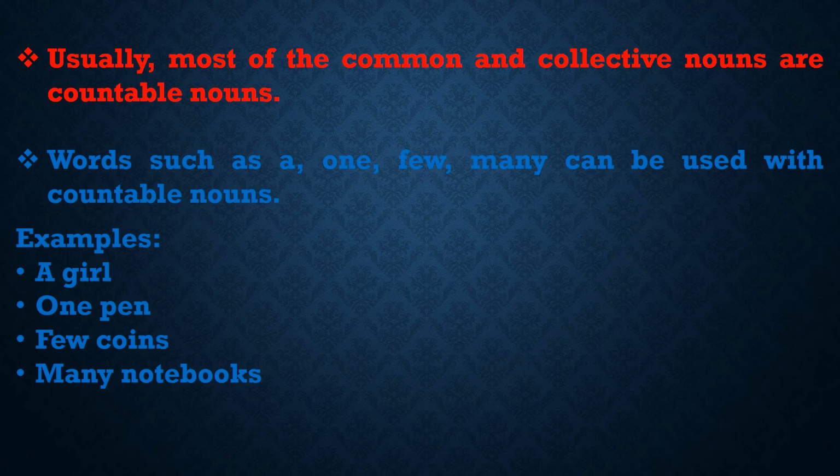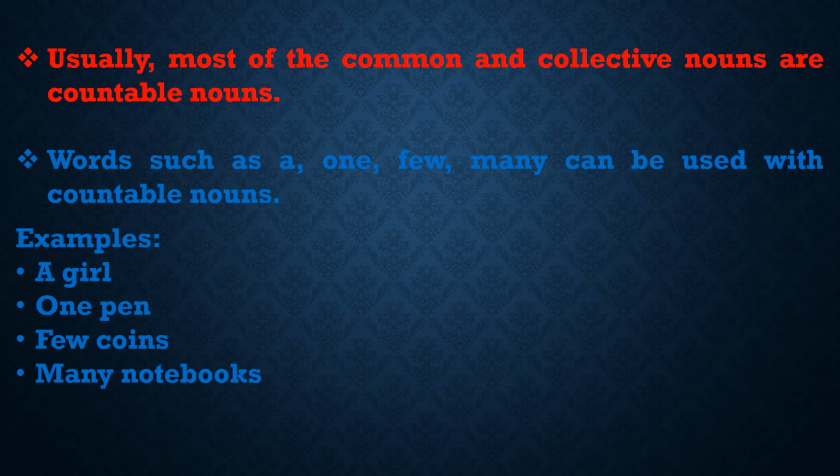So words such as one, few, many can be used with countable nouns. Okay. For example, a girl, 1 pen, few coins, many notebooks. So few and many we use there, bacha, where we can count them. Though they are many, we can count them. For example, there are many notebooks. So in spite of saying these are 100 or 150 notebooks, we are saying that there are many notebooks. But though they are countable, we can count them. So we are using many.